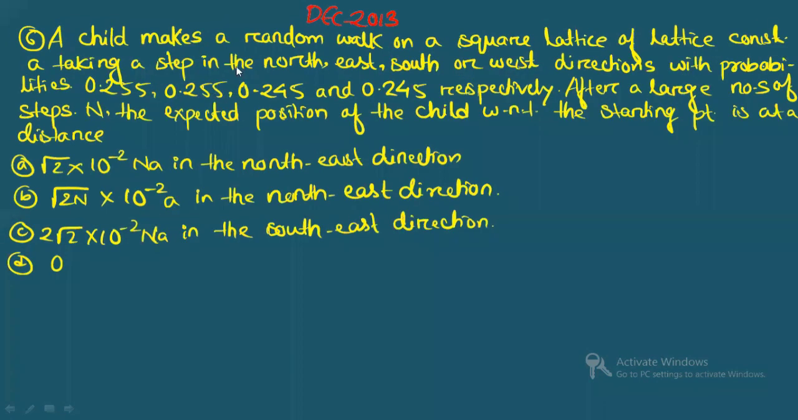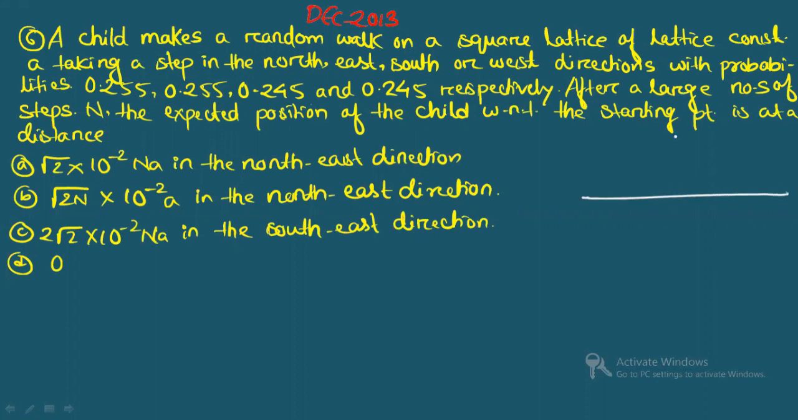So question number 6, it is said a child makes a random walk on a square lattice of lattice constant A, taking a step in north, east, south, and or west direction with probability 0.255 in north and east and 0.245 in west and south. So after a large number of steps, the expected position of the child with respect to the starting point is at a distance what? So this question already we have done in lectures.